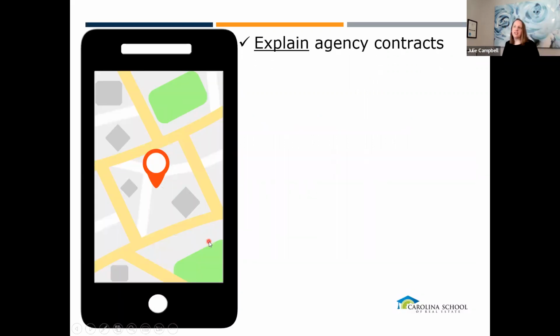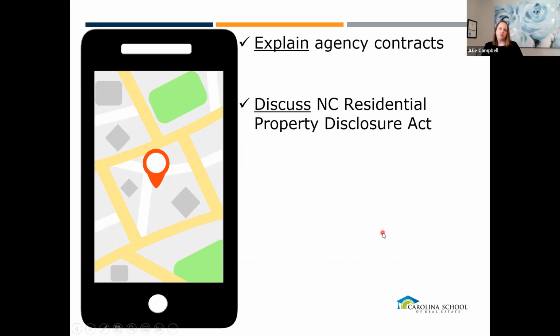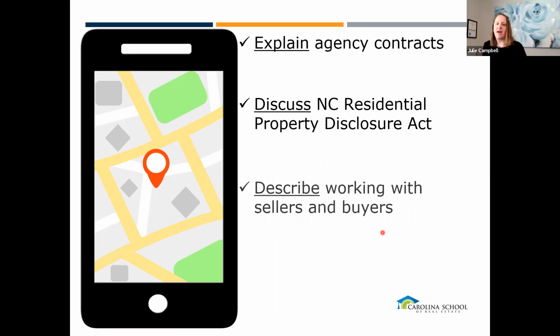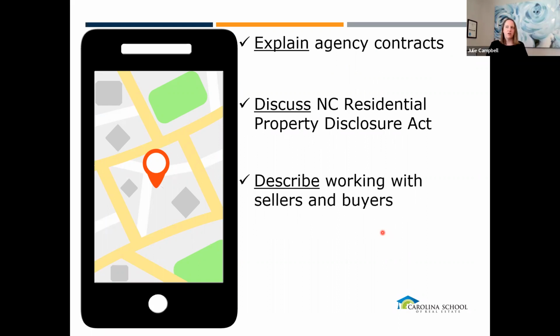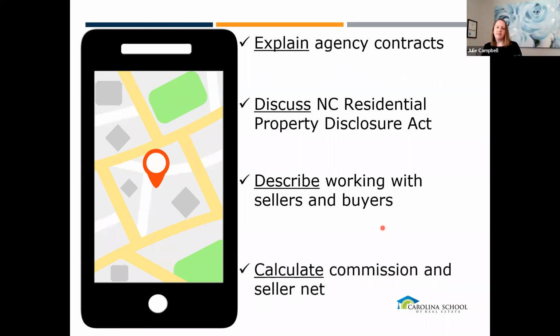We're going to explain our agency contracts. We're going to talk about something called the North Carolina Residential Property Disclosure Act. This applies to the sellers. As I said, we're going to talk about working specifically with sellers and specifically with buyers. And then at the end of this unit, we get to figure out some math. But this is fun math. This is calculating your commission. That's good math, isn't it? Y'all will be able to do this in your head soon, I promise you.